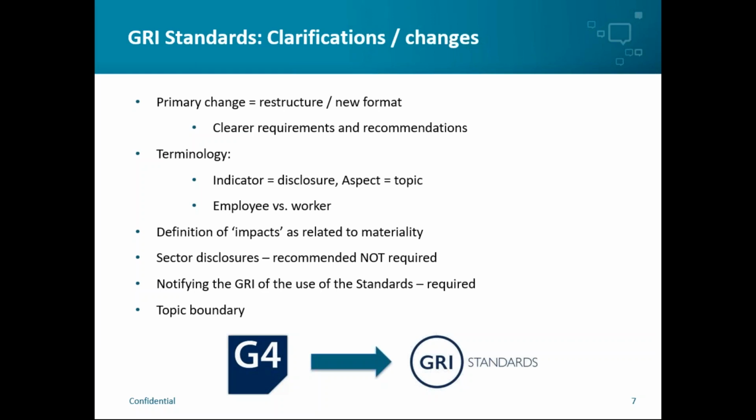So another change is around some of the terminology used. Indicators are now disclosures and aspects are now topics. And there's also a clarification of what is meant when worker or employee is mentioned, which was a bit of a confusion area in the G4 guidelines, so it's good to see that clarified.